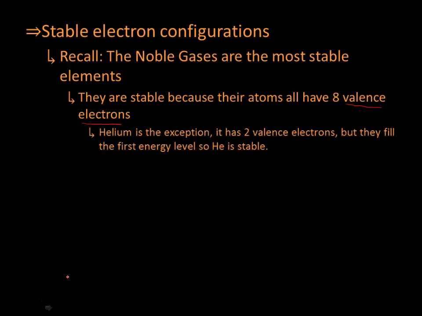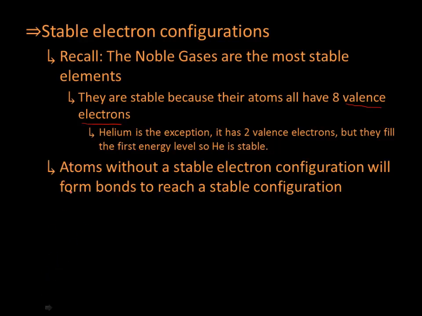There is one exception to this. It's helium. Helium is up in the first row. It's only got 1 energy level. It only has 2 valence electrons, but it fills the first energy level. So helium is a stable atom. So you have to keep that in mind. There is one exception to the rule of 8, and it's helium.